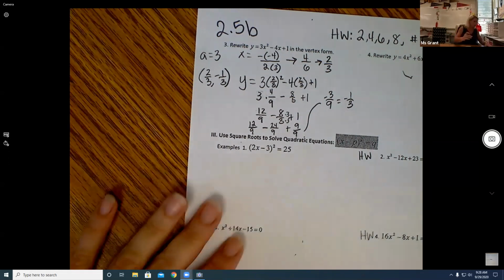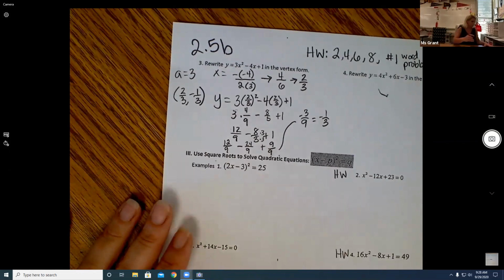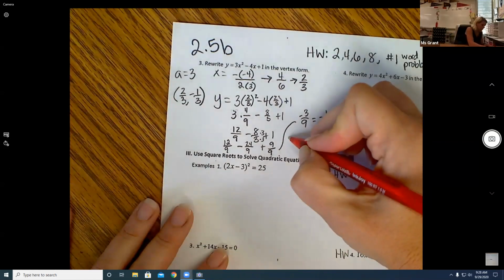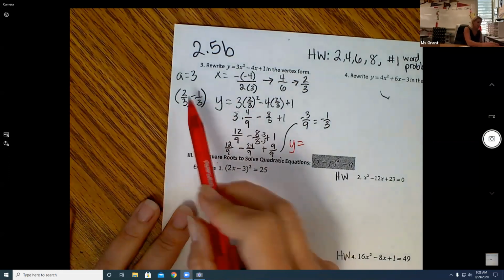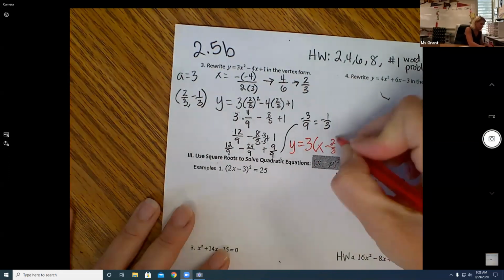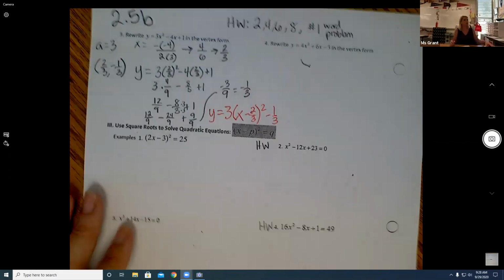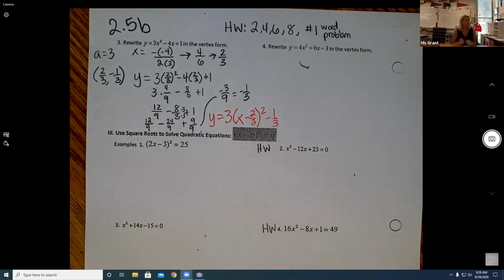So my vertex form is y equals a, a is 3, times x minus 2/3 squared minus 1/3. There's vertex form. Okay.